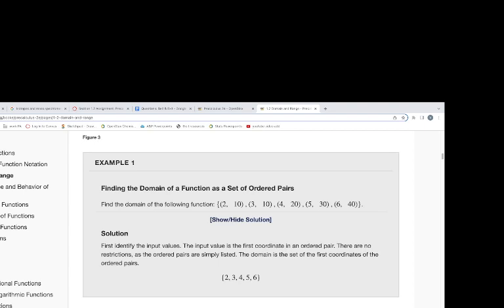So in this example, we're going to be finding the domain of a function as a set of ordered pairs. Here are all of our ordered pairs, and to find the domain, we simply need to know the input values because the input values are the domain. It's the first set of the coordinates, or the x values, in the ordered pairs. So 2, 3, 4, 5, and 6 are our domain, and to write them, we use this type of bracket to write the domain.